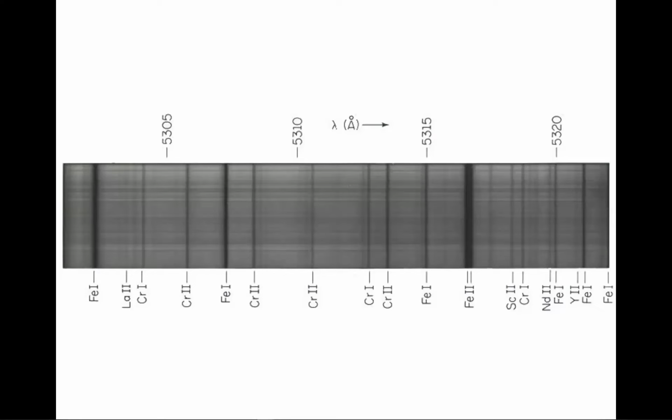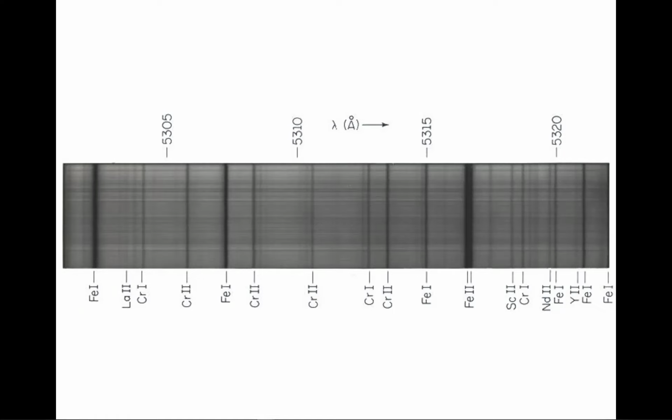And then this is an absorption spectrum, and it's black and white. It's a tiny part of the visible spectrum. The axis up here is in something called angstroms, and an angstrom is a tenth of a nanometer. So if you converted this into nanometers, this part of the spectrum we're looking at goes from 530.5 nanometers up to about 532 nanometers.